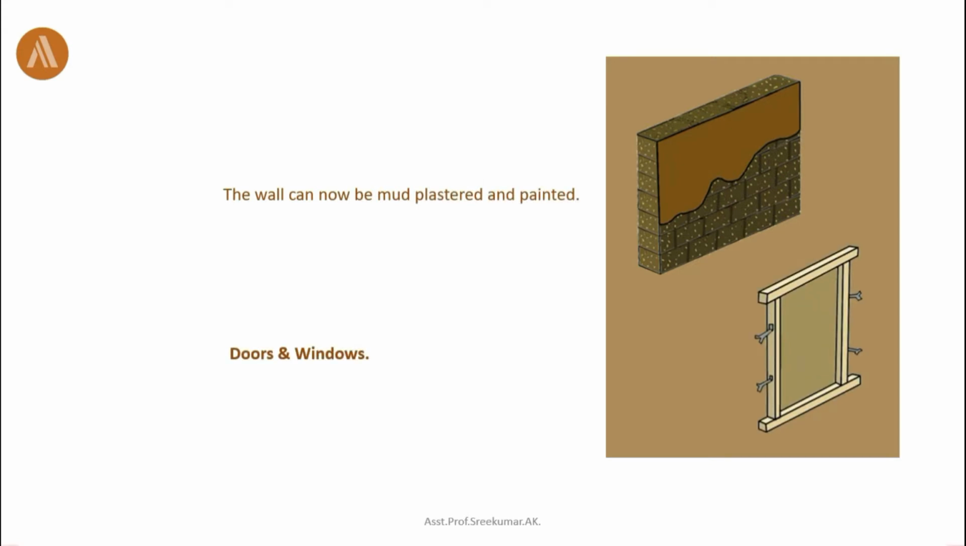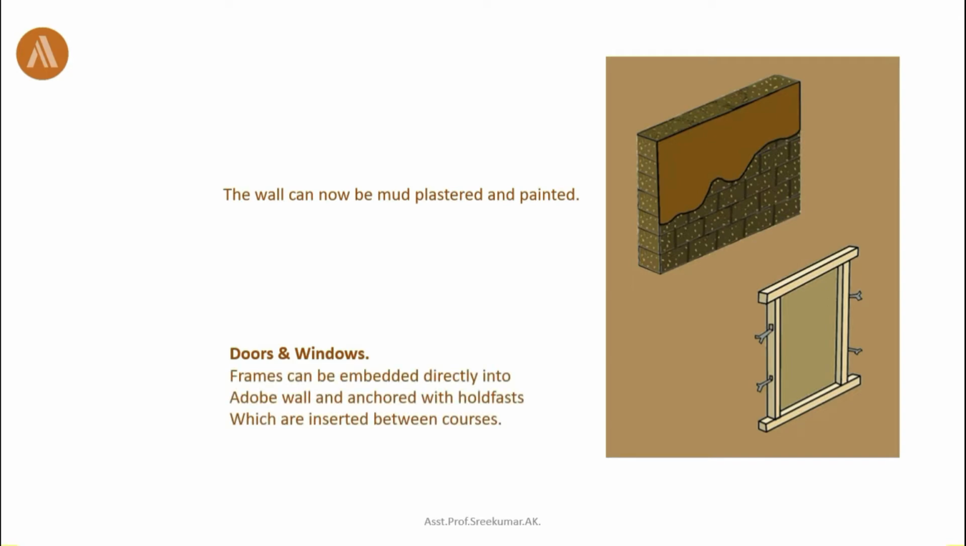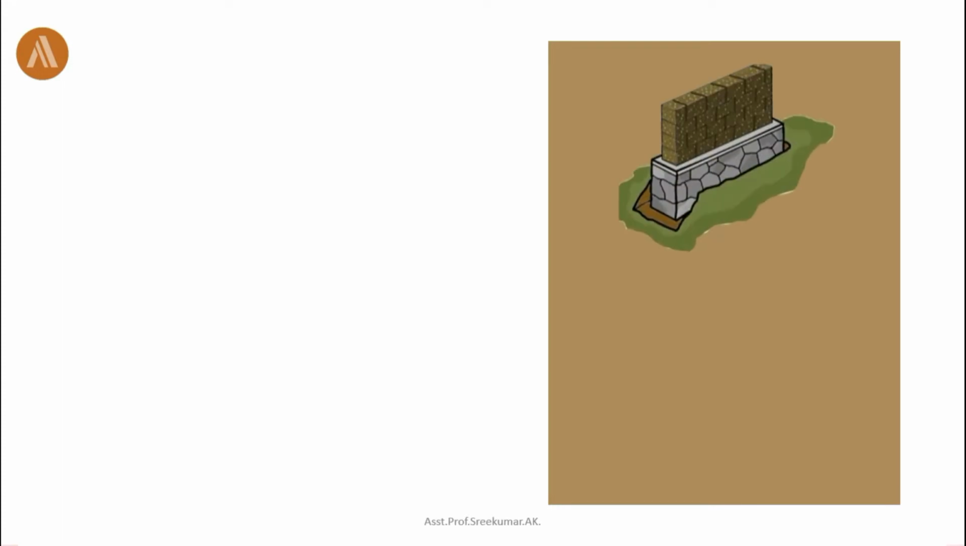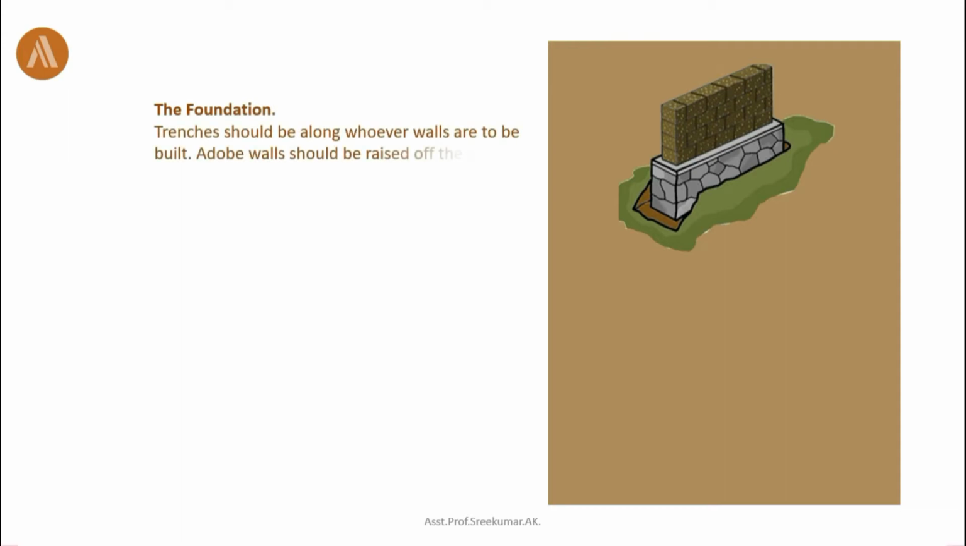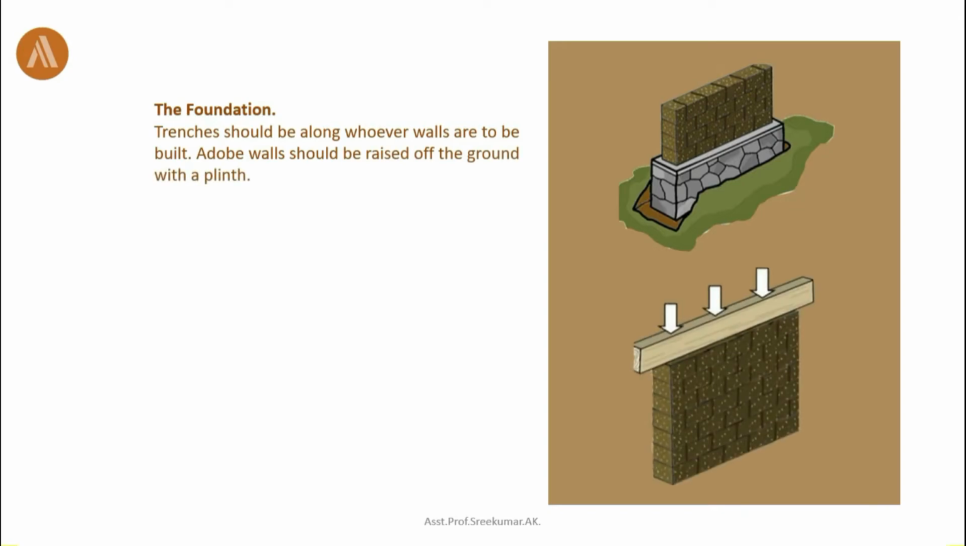Doors and windows. Frames can be embedded directly into the adobe wall and anchored with holdfasts, which are inserted between courses. Next we have the foundation. Trenches should be dug wherever the walls are to be built. Adobe walls should be raised off the ground with a plinth. Next we have the roof. The roof should sit on a beam which distributes the load over the entire wall.